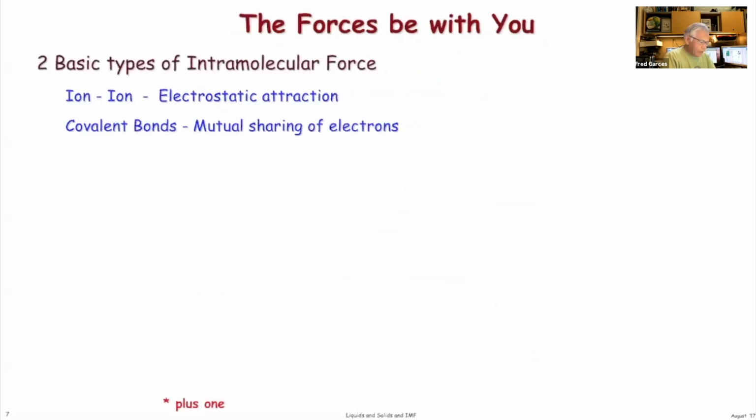Now, in terms of intramolecular, you guys should remember there are two types. There's ionic bonds, and then there's electron sharing. And electron sharing, you have something called covalent bonds. When the electrons are equally shared, you have pure covalent. When they're not equally shared, it's called polar covalent.